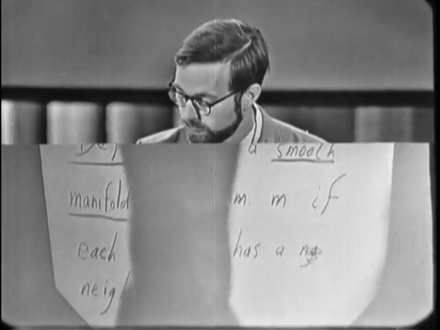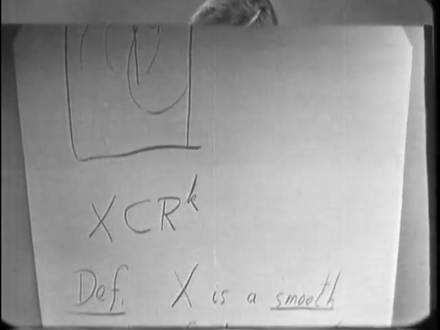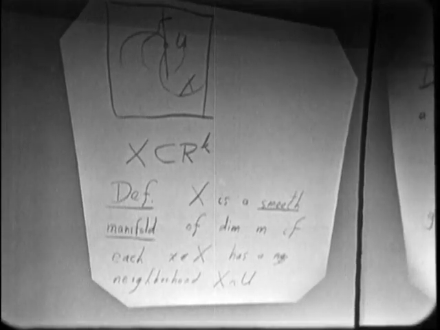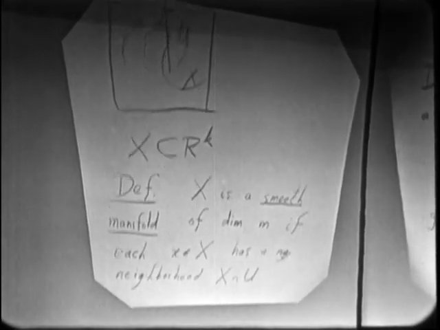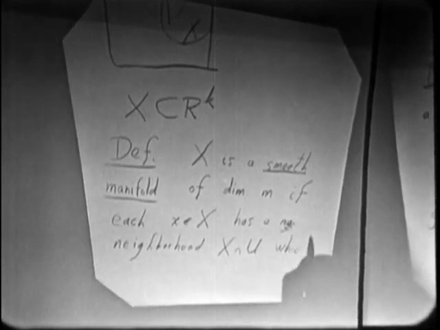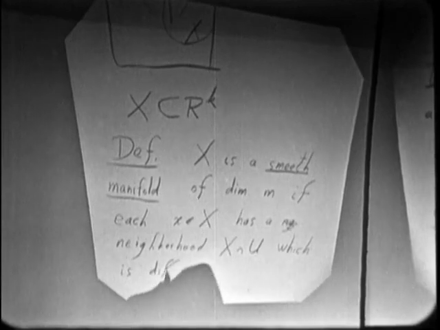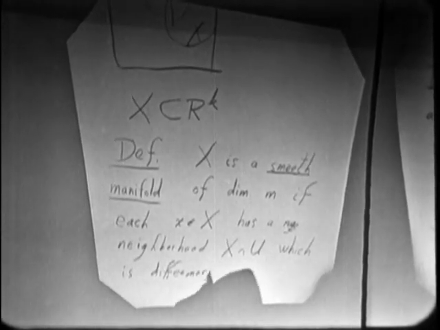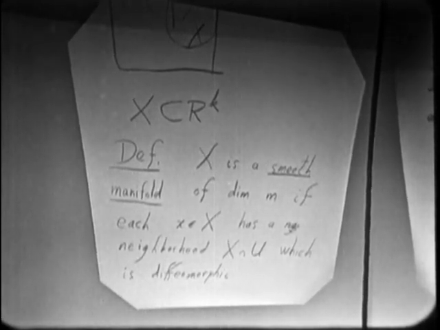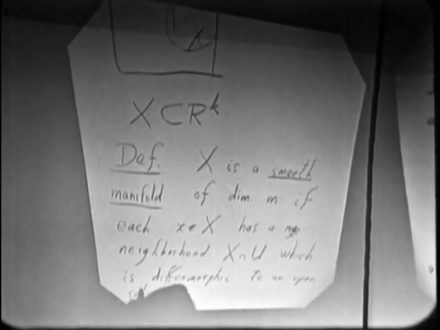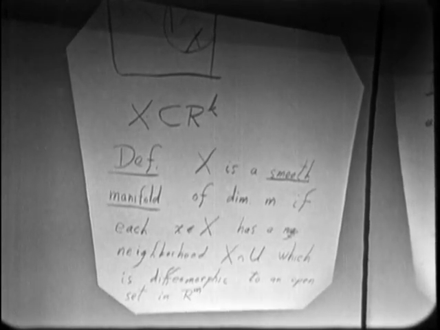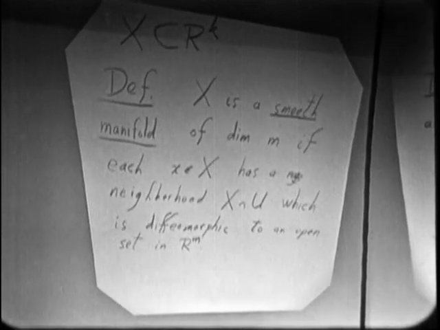I'll use the following notation. I'll use the notation U for an open subset of the whole Euclidean space. Now, what I want is actually a relative neighborhood, a neighborhood in the subset X. And to indicate that, I'll write X intersect U, where X is the given smooth manifold and U is an open set in the whole Euclidean space. Each point of X has a neighborhood X intersect U which is diffeomorphic to an open subset of R^m. Now this is the basic definition, so perhaps we should stare at it a while.